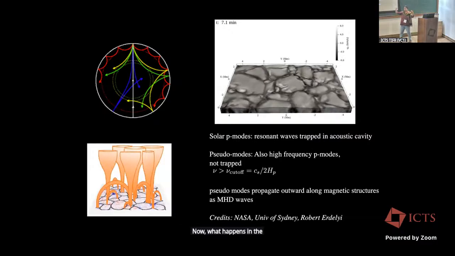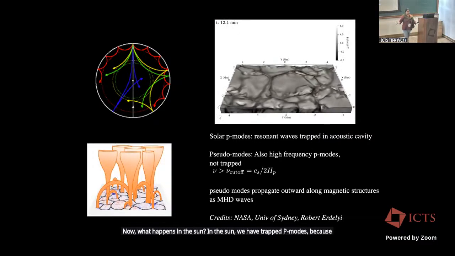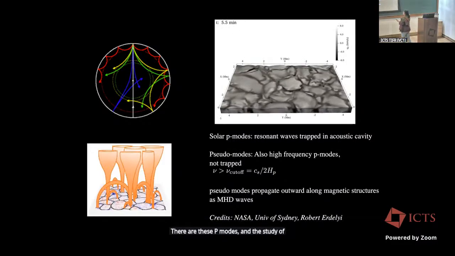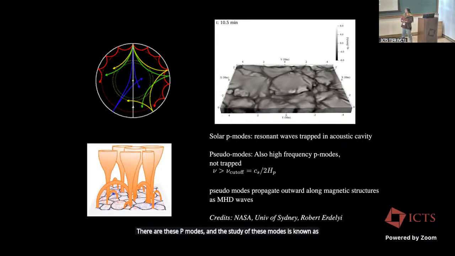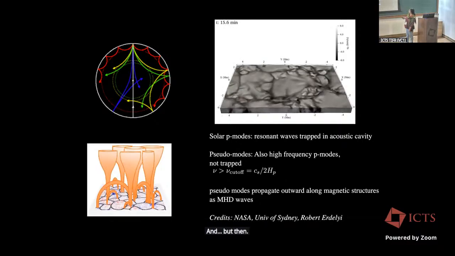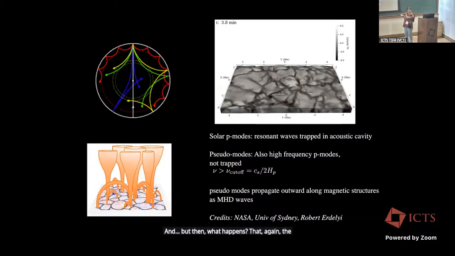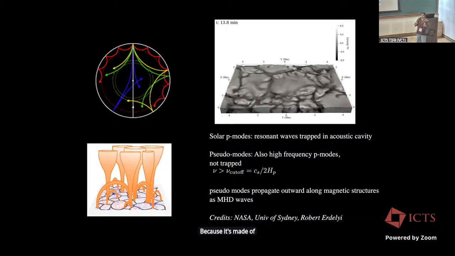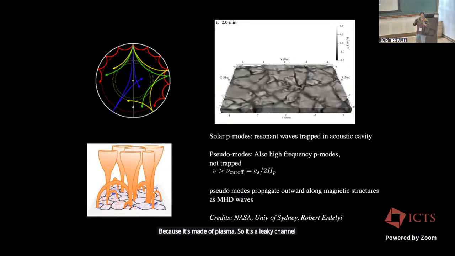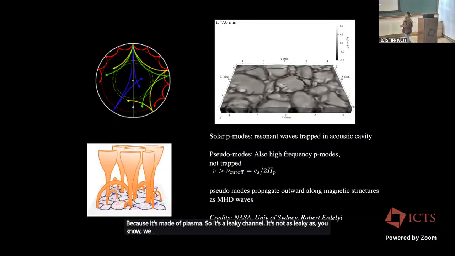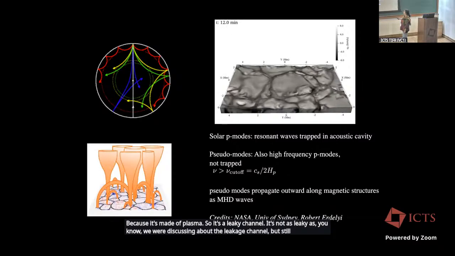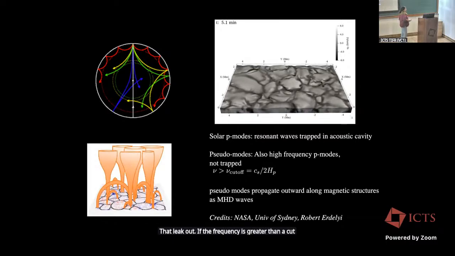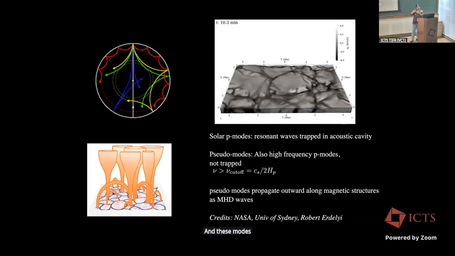In the sun, we have trapped P modes because the sun is a cavity. There are these P modes, and the study of these modes is known as helioseismology. But the surface of the sun is not a rigid body because it's made of plasma. So it's a leaky channel. It's not as leaky as the leaky channel we were discussing, but still there are a lot of modes that leak out if the frequency is greater than a cutoff frequency. And these modes escape into the atmosphere.